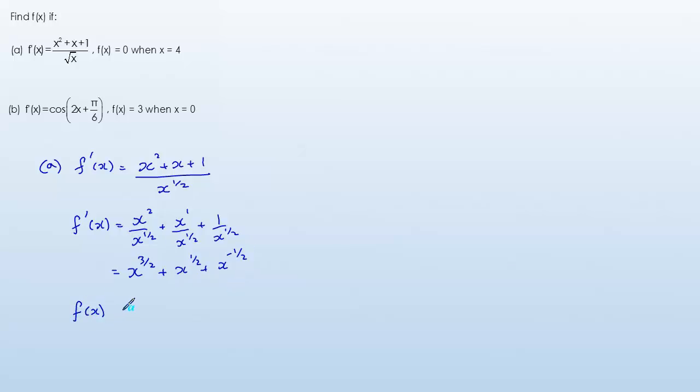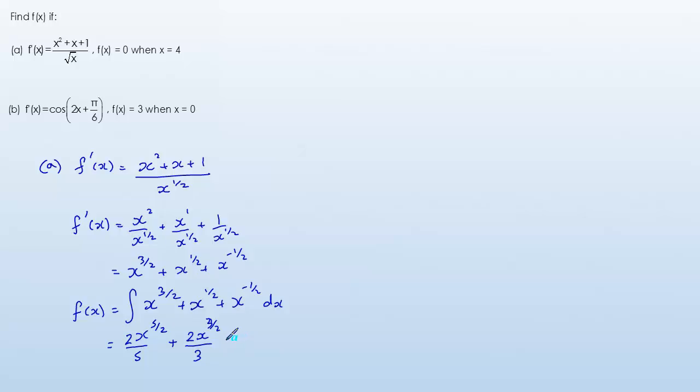So if we want f of x, that's going to be the integral of those things. So, increase the power by 1, divide by the new power. Now dividing by 5 over 2 is the same as multiplying by 2 over 5. This would go up to 3 over 2. Same thing, dividing by 3 over 2 is the same as multiplying by 2/3. So that would be 3.